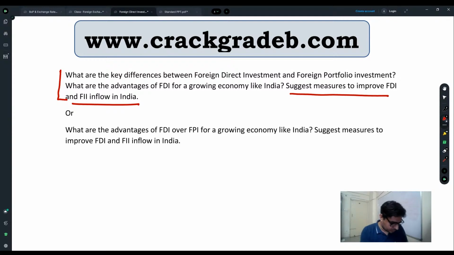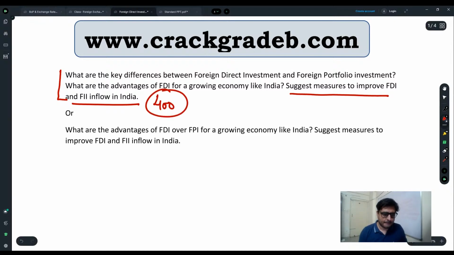Yes, the PDF was only on national income. The PDF was shared. Yes, the word limit is 400.